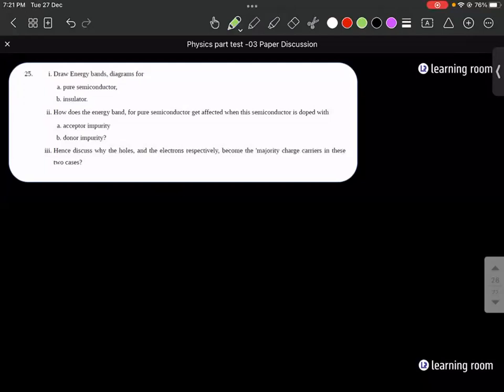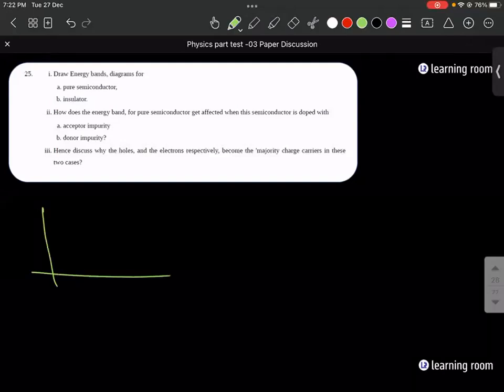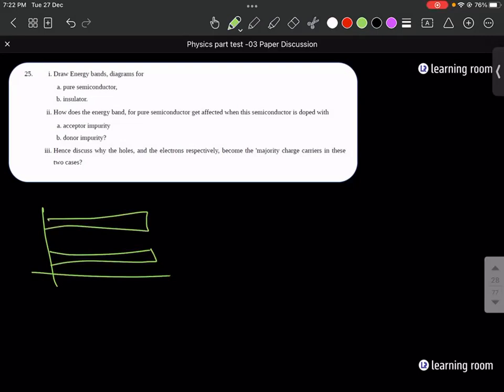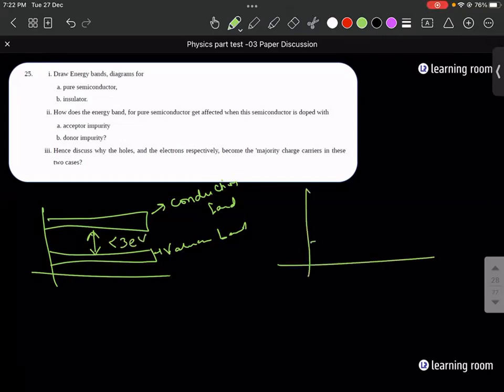Draw energy band diagrams for pure semiconductor and insulator. When you draw the energy band diagram for a pure semiconductor, what is the bottommost band called? It's called the valence band, and this is called the conduction band, right? For the semiconductor, what is the energy difference going to be? It will be less than 3 electron volt. Whereas for an insulator, it will be greater than 3 electron volt. Correct? That is for the first one.